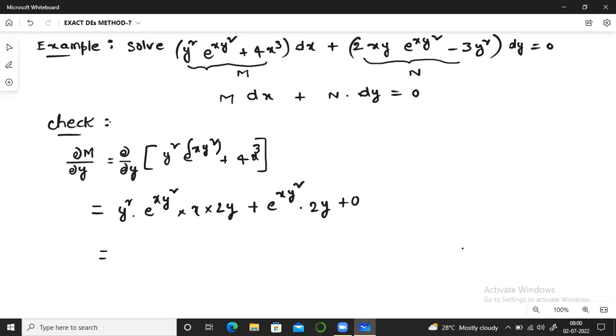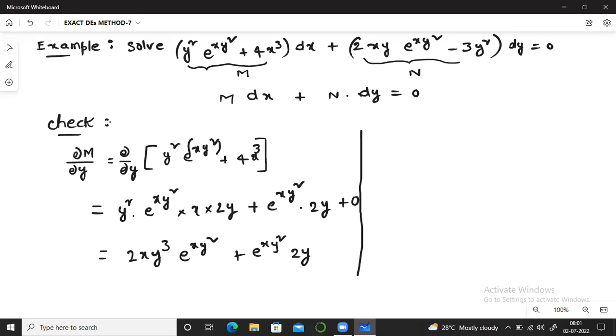So the final term is 2xy³ into e^(xy²) plus e^(xy²) into 2y. This is what ∂M/∂y actually is.